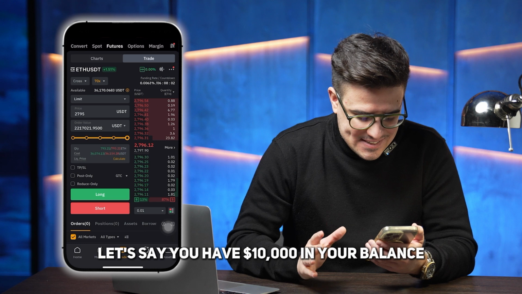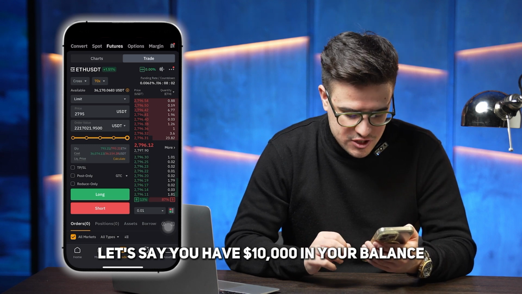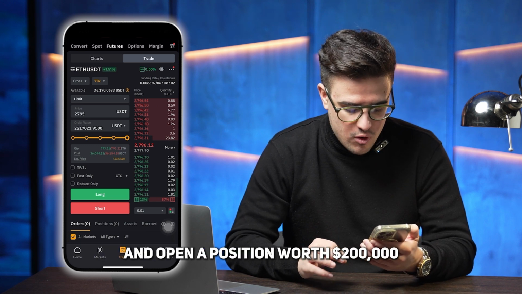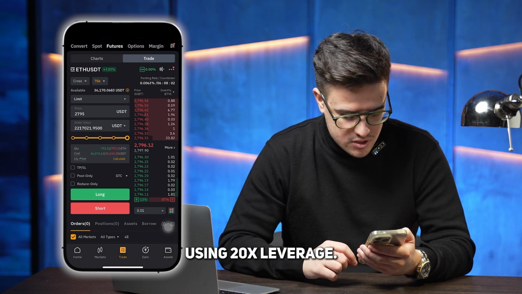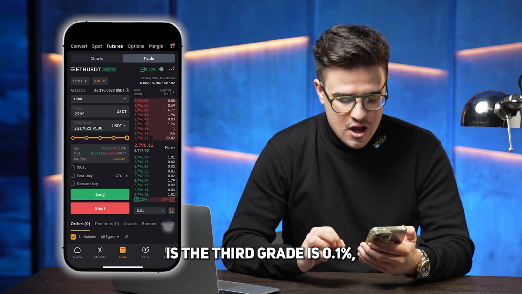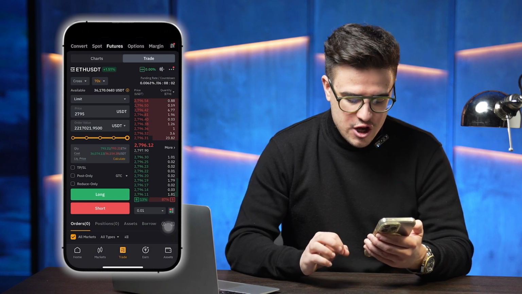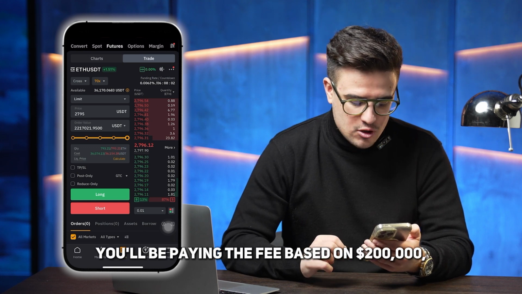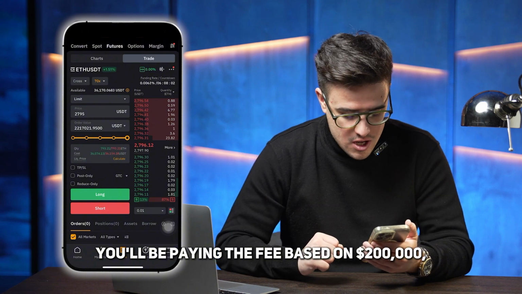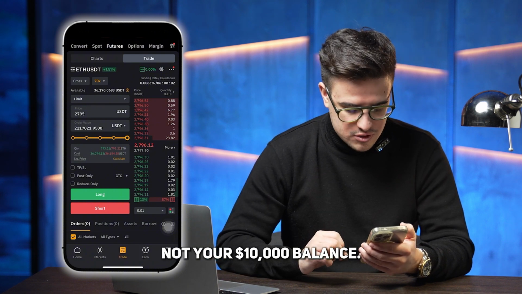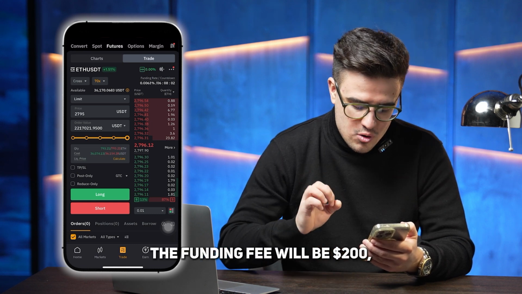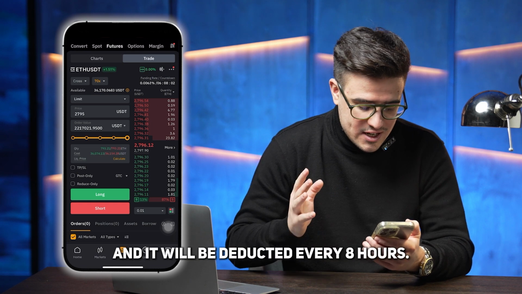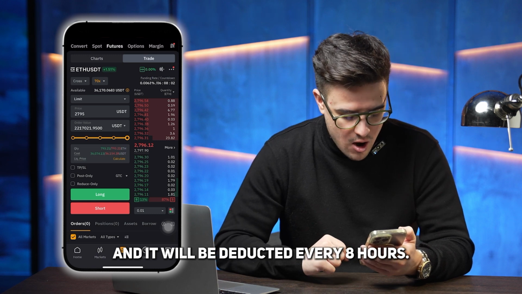Example: let's say you have $10,000 in your balance and open a position worth $200,000 using 20x leverage. If the funding rate is 0.1%, you'll be paying the fee based on $200,000, not your $10,000 balance. In this case, the funding fee will be $200, and it will be deducted every 8 hours.